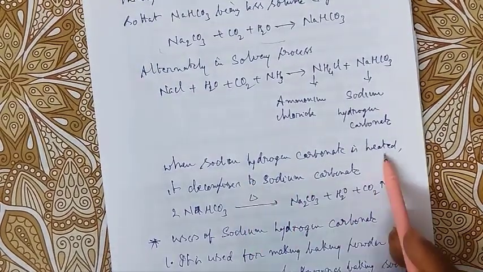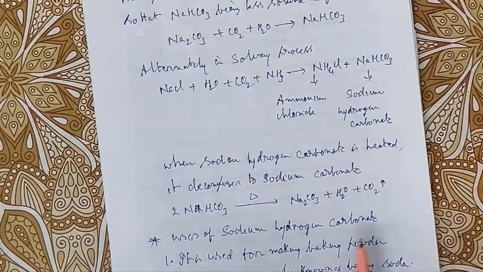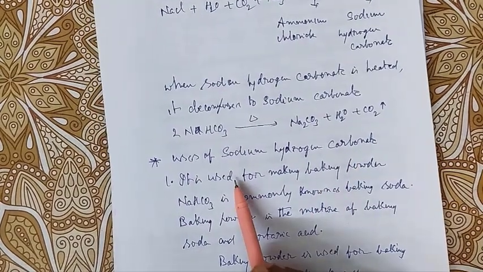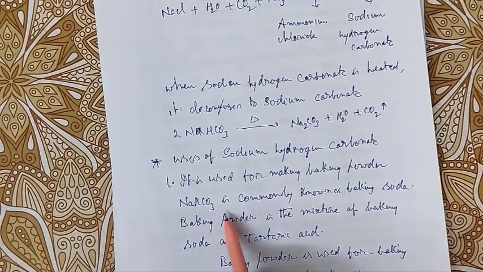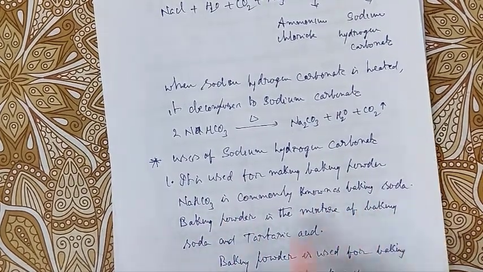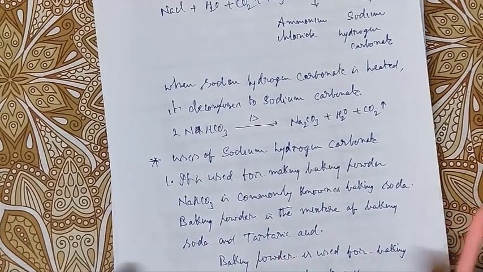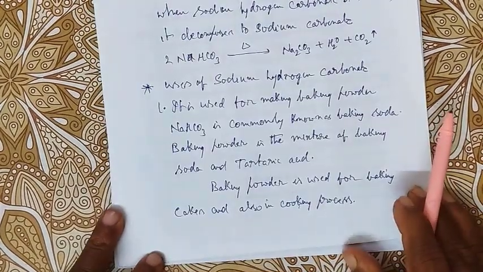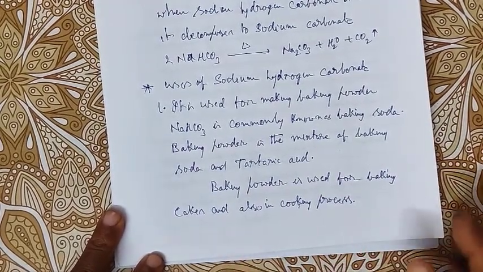When sodium hydrogen carbonate is heated, it decomposes to sodium carbonate, as in this reaction. Uses of sodium bicarbonate. It is used for making baking powder. NaHCO3 is commonly known as baking soda. Baking powder is a mixture of baking soda and tartaric acid. Baking powder is used for baking cakes and also in the cooking process.